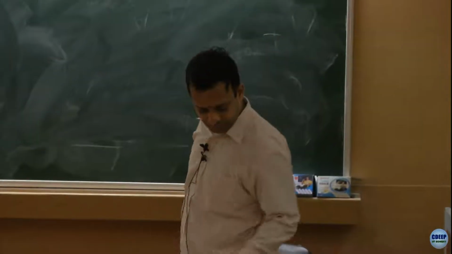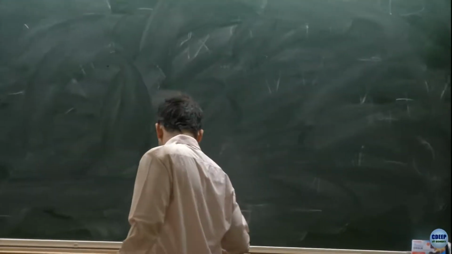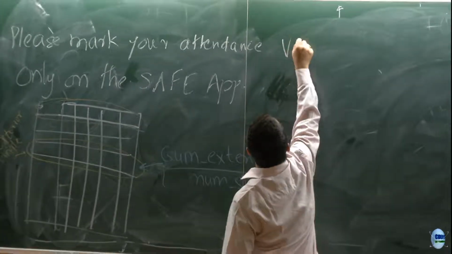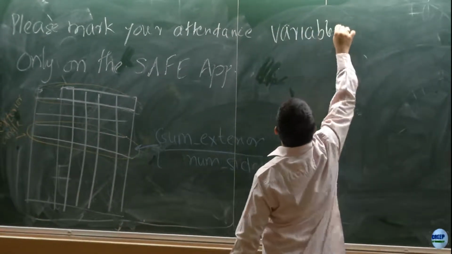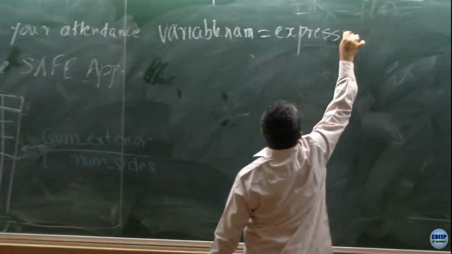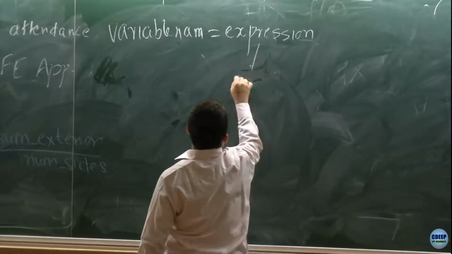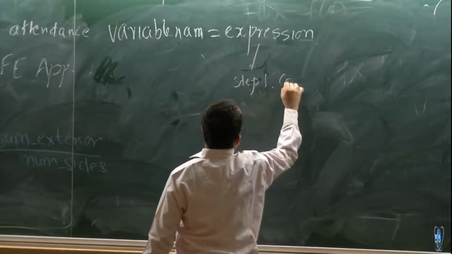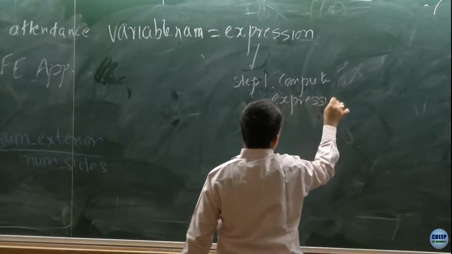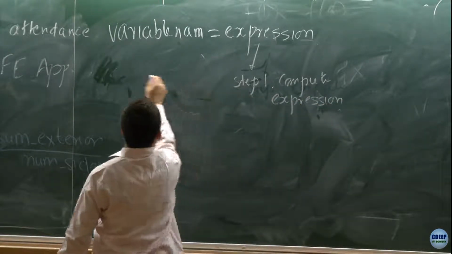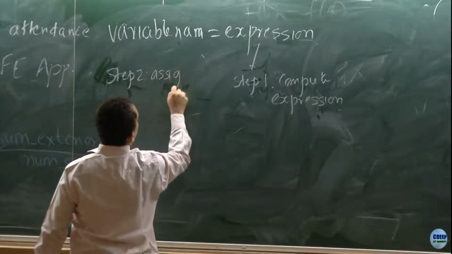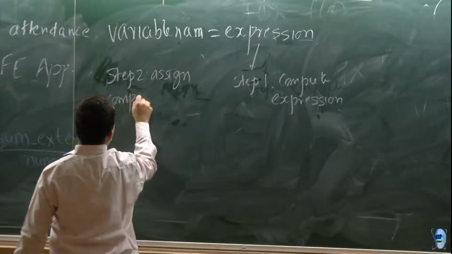So the expression, let's write down the main part. You will have a variable name equals expression. Step 1 is to compute the expression. And step 2, assign the computed value to the variable.